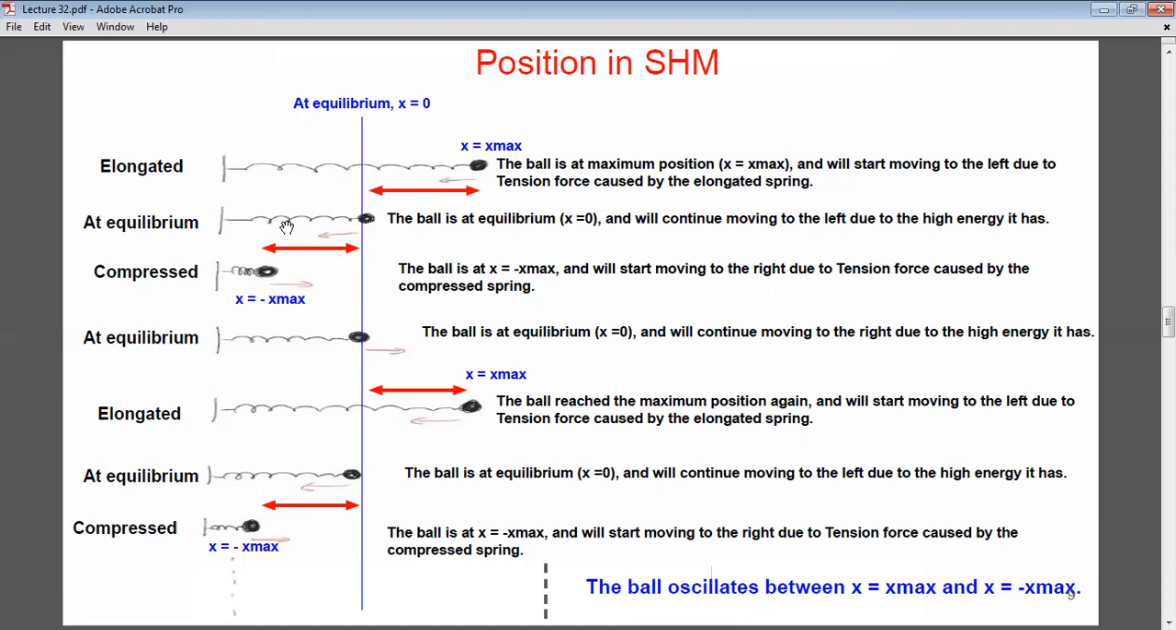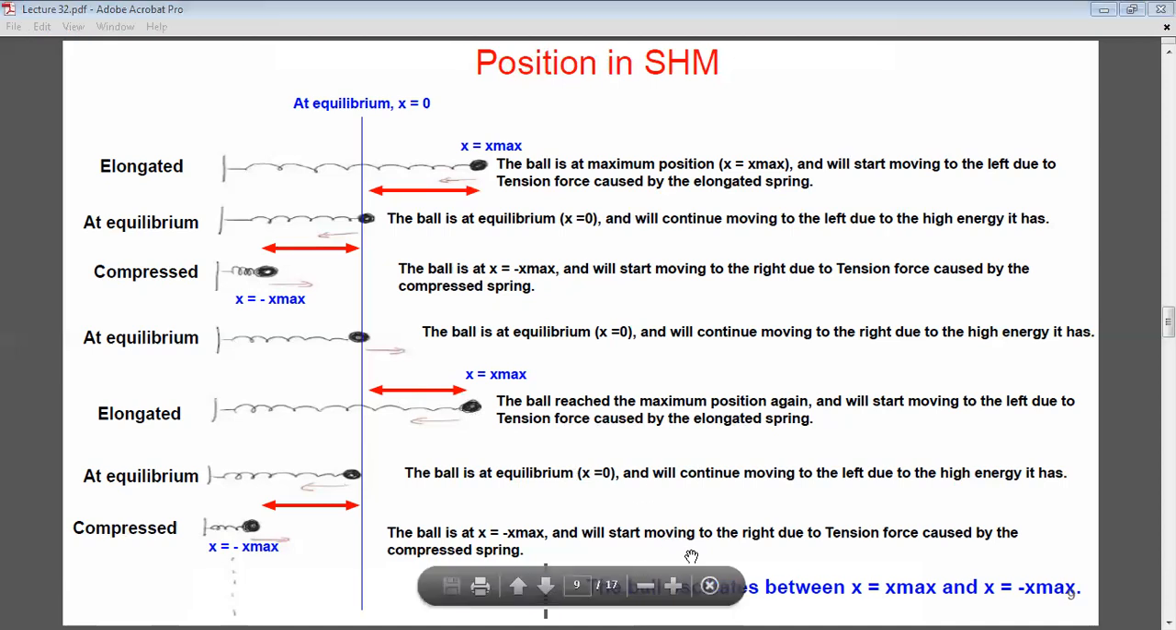So it will continue moving to the left until it compresses the spring. So it will go to minus x maximum. Then it will start moving back to the right due to tension caused by the compressed spring. And it will repeat the same motion. So what happens to the position is that the ball will oscillate between x maximum and minus x maximum.